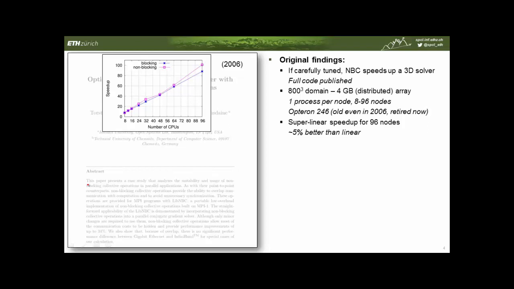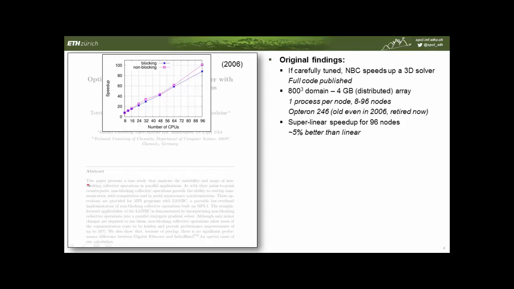So the finding of this paper, and the finding is still true, so it's not invalidating the result, it's just that it's not really demonstrating the result very well. The finding is, if you carefully tune these non-blocking collectives, they can speed up a three-dimensional solver, right? With this, of course, in order to foster reproducibility, at that time, I published the full code. Right? So you can still go to my webpage and download this code.